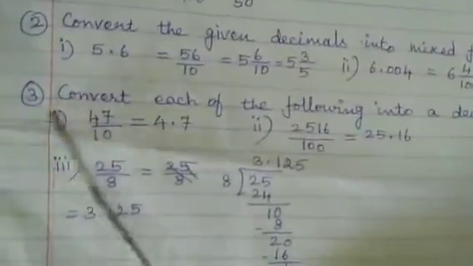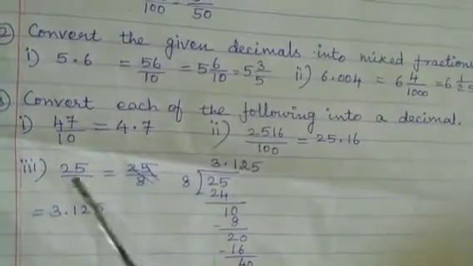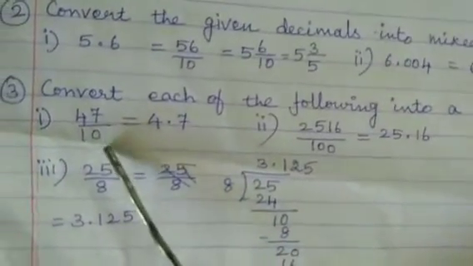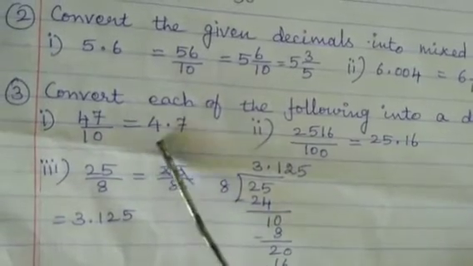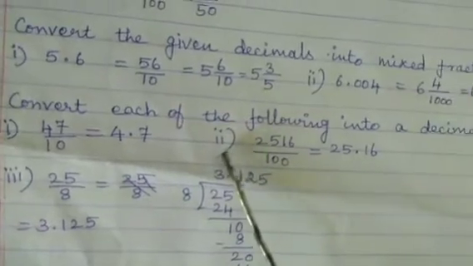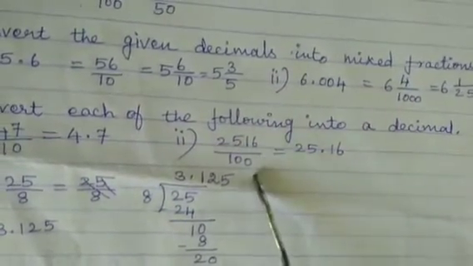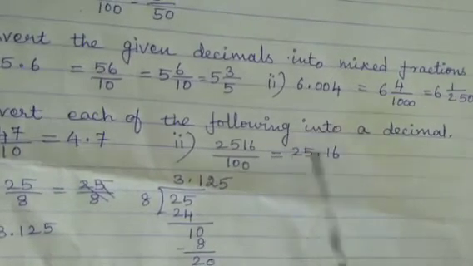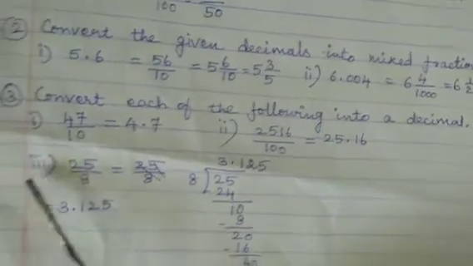Now number 3, convert each of the following into a decimal. Here the fractions are given, now you are bringing them into decimals. 47 by 10. Here the denominator is 10, so 1 decimal place will be there in your answer. That is 4.7. Number 2. 2516 by 100. Here the denominator contains 2 zeros, that is 100, so 2 decimal places will be there. That is 25.16.